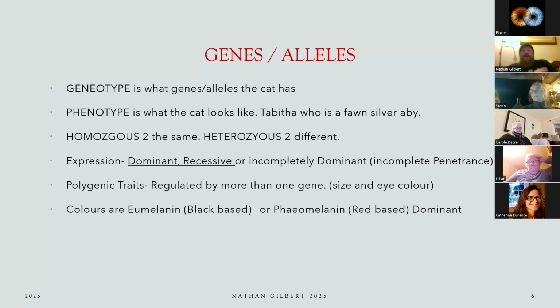All colors are either black-based or red-based, and the red cat will still have the black-based colors, but the red overstamps. So the red is carried on the X chromosome only, but it will overstamp any primary color that's already there.